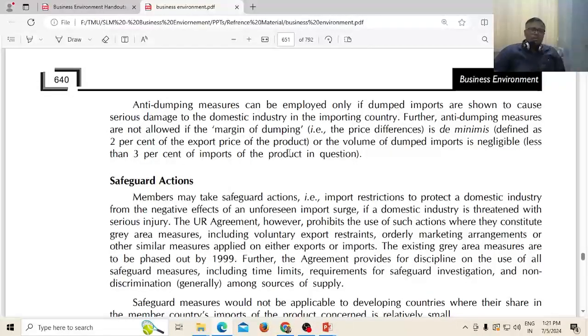in the importing countries. Further, anti-dumping measures are not allowed if the margin of dumping, that is the price difference, is defined as less than 2% of the export price, or the volume of the dumped imports is negligible, less than 3% of the import of the product in the specification.